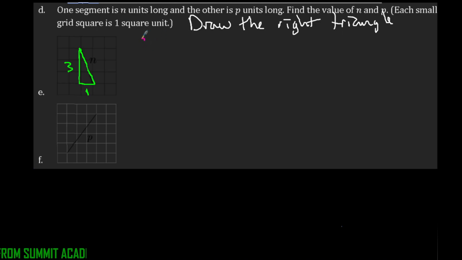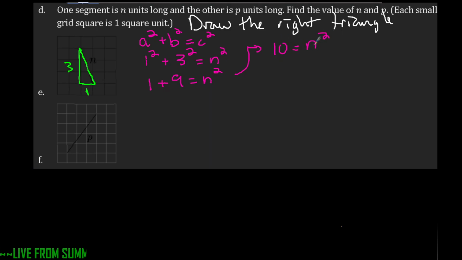So I'm going to use my Pythagorean theorem as always. So I have the equation first, I have my labels, then I'm going to substitute. So I have 1 squared plus 3 squared is equal to n squared. Be able to simplify and solve. So 1 times 1 is 1, 3 times 3 is 9, and we bring down n squared. And so that's going to be 10 equals n squared.